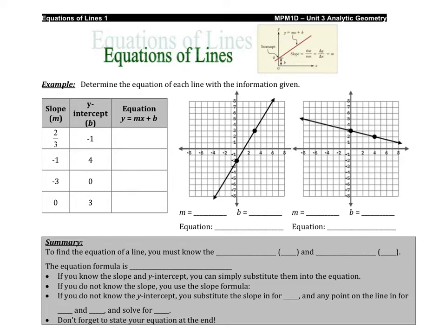And you want to remember that your equations are in the form y equals mx plus b, and m is the slope, and b is the y-intercept. And those are the two things you need to be able to figure out the equation. So once you know those two things, you should be able to get the equation.